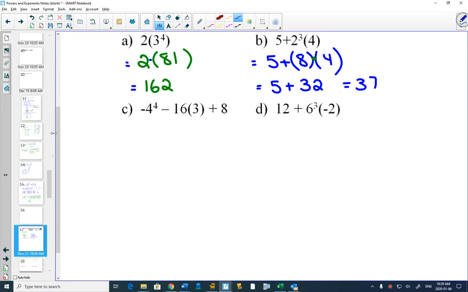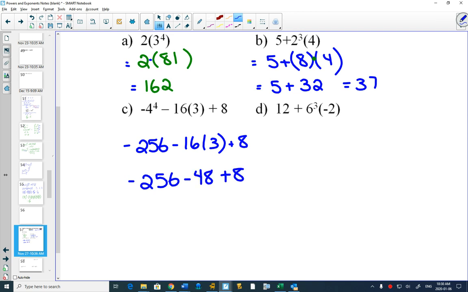We have an exponent. The 4 to the 4 makes 256. The negative would stay out in front. I'm just going to rewrite everything else because that was my only exponent. In this case, there was a 3 inside of brackets, but there was no math that we needed to do with those brackets. Now we have multiplication. 16 times 3 on your calculator is 48. So now we have negative 256 minus 48 plus 8.